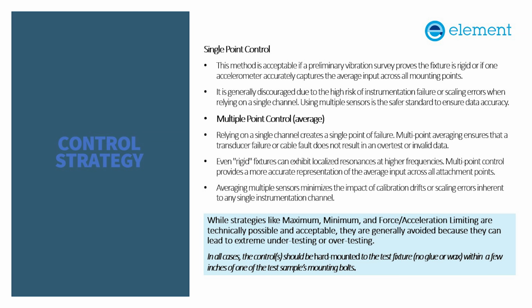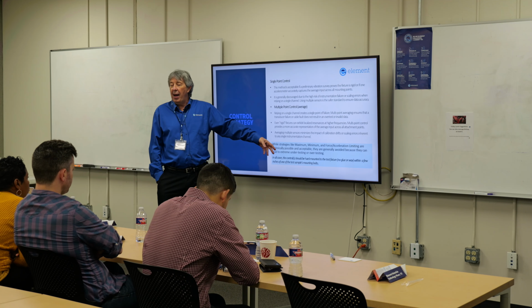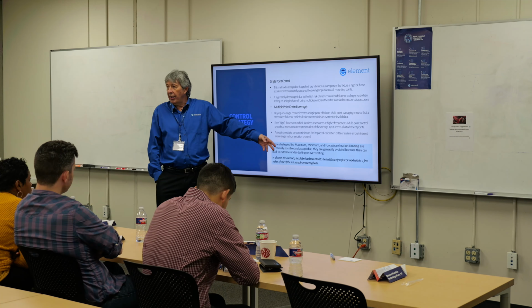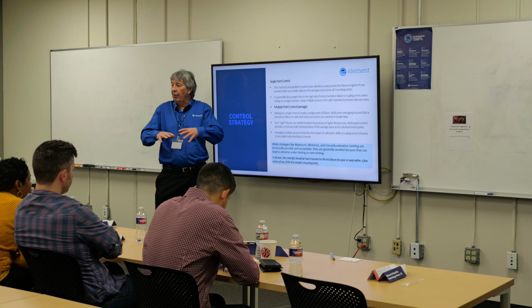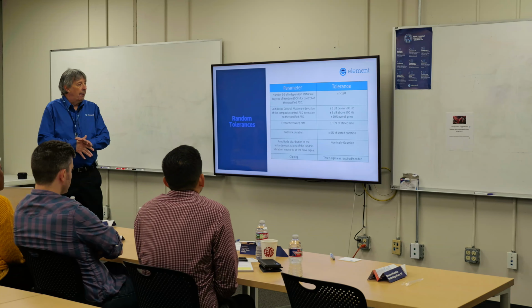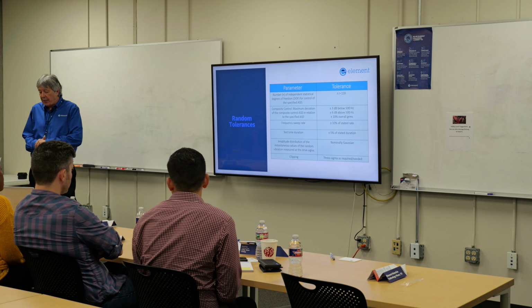A10 does allow you to do max, min. You can do force limiting, acceleration limiting. A10 allows all of this, but maximum means you never exceed the curve, so you're under testing. Minimum means you're over testing because both accelerometers are always above the curve, right? So it looks at them individually. There are some other specifications as well.